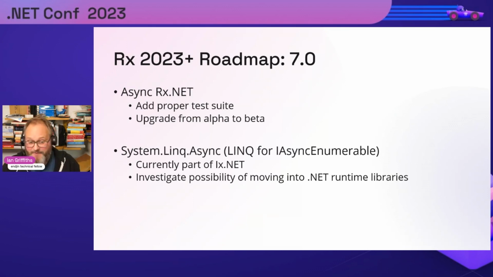So we want to add a proper test suite. What we actually want to do is work out how to apply all the tests that we already have for normal RX and apply them to Async RX, because pretty much everything that's true about normal RX should also be true about Async RX. There are some technical challenges to doing that, but we think we can do it, and so that's a plan to do. So once we've done that, we'll decide whether it's time to change it from an alpha to a beta.